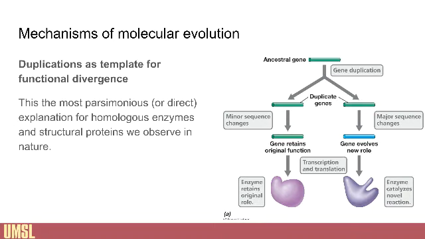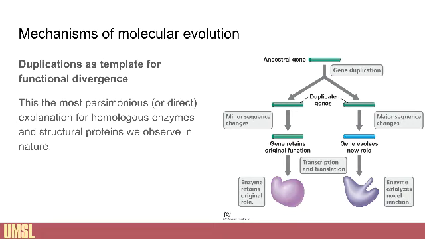And so this duplication and divergence idea is the most parsimonious, and we talk about this in evolutionary terms. Parsimony, if I look this up in the dictionary, is talking about being greedy, right? It's the simplest or most direct explanation for something that happens biologically. And this is the most direct explanation that we have for homologous enzymes and structural proteins that we observe in nature.